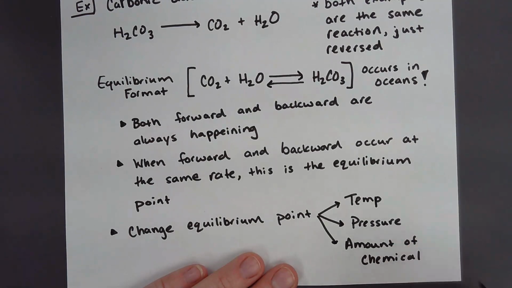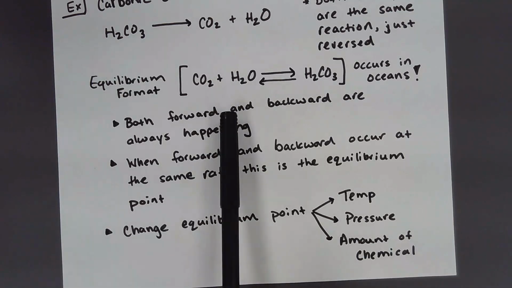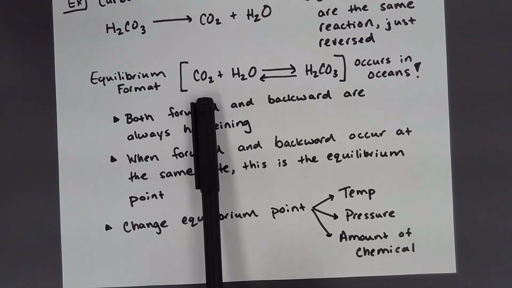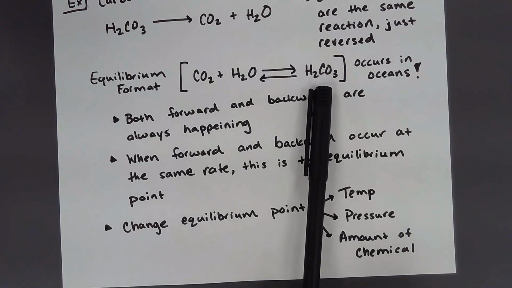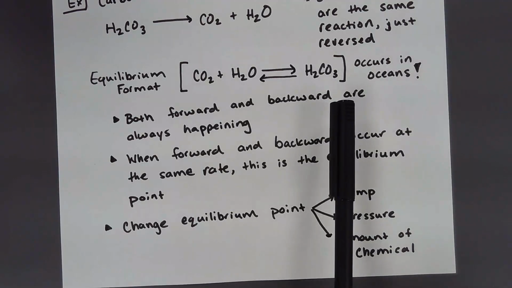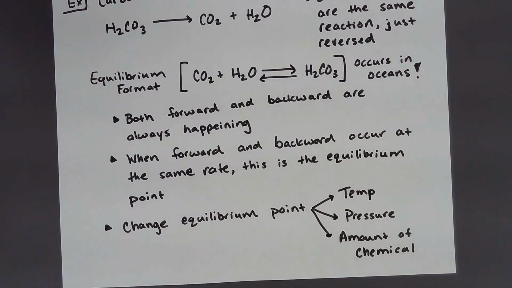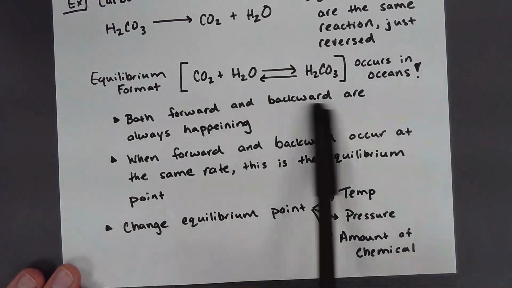Now, when you are changing the amount of chemical though, you're only changing the amount of chemicals you already have. You're not introducing new ones. So we might take this reaction and add more CO2. Or we might take this reaction and add more carbonic acid. But we're not going to take this reaction and add sodium. We're not going to introduce a new variable. We're just going to play with the amount for the variables that we already have.